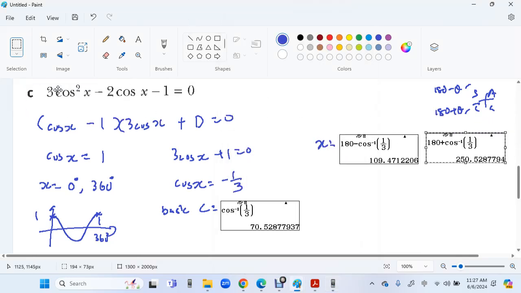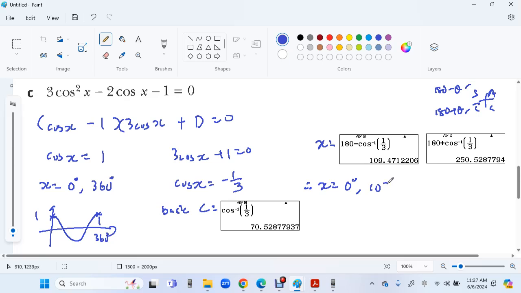So we combine all together. So x will be 0 degrees, 109.5 degrees, 250.5 degrees, and 360 degrees.